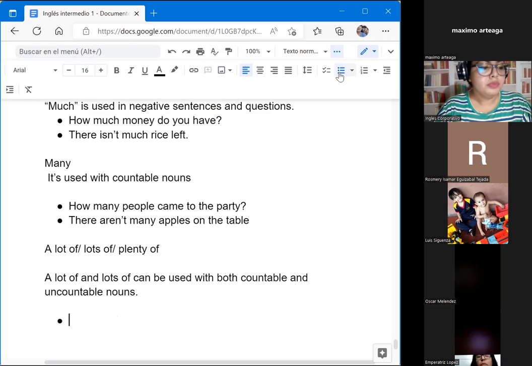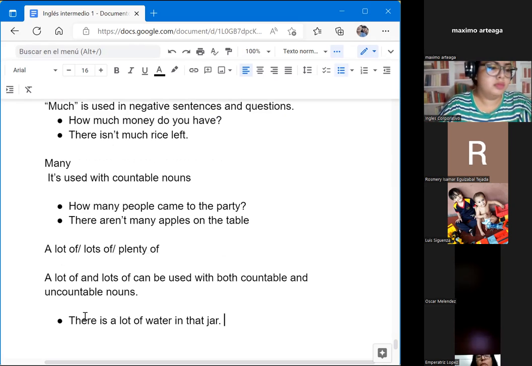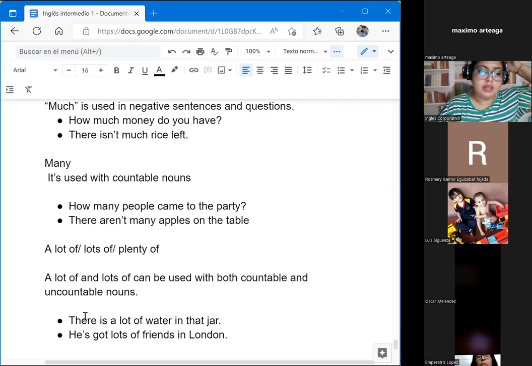We have some examples. And we have the first one. There is a lot of water in that jar. Second one, he's got lots of friends in London. And it says that in general speaking, lots of sounds less formal than a lot of. In that case, when we are using a formal way to say something, we need to say a lot of instead of lots of, because in that case, it is more informal.